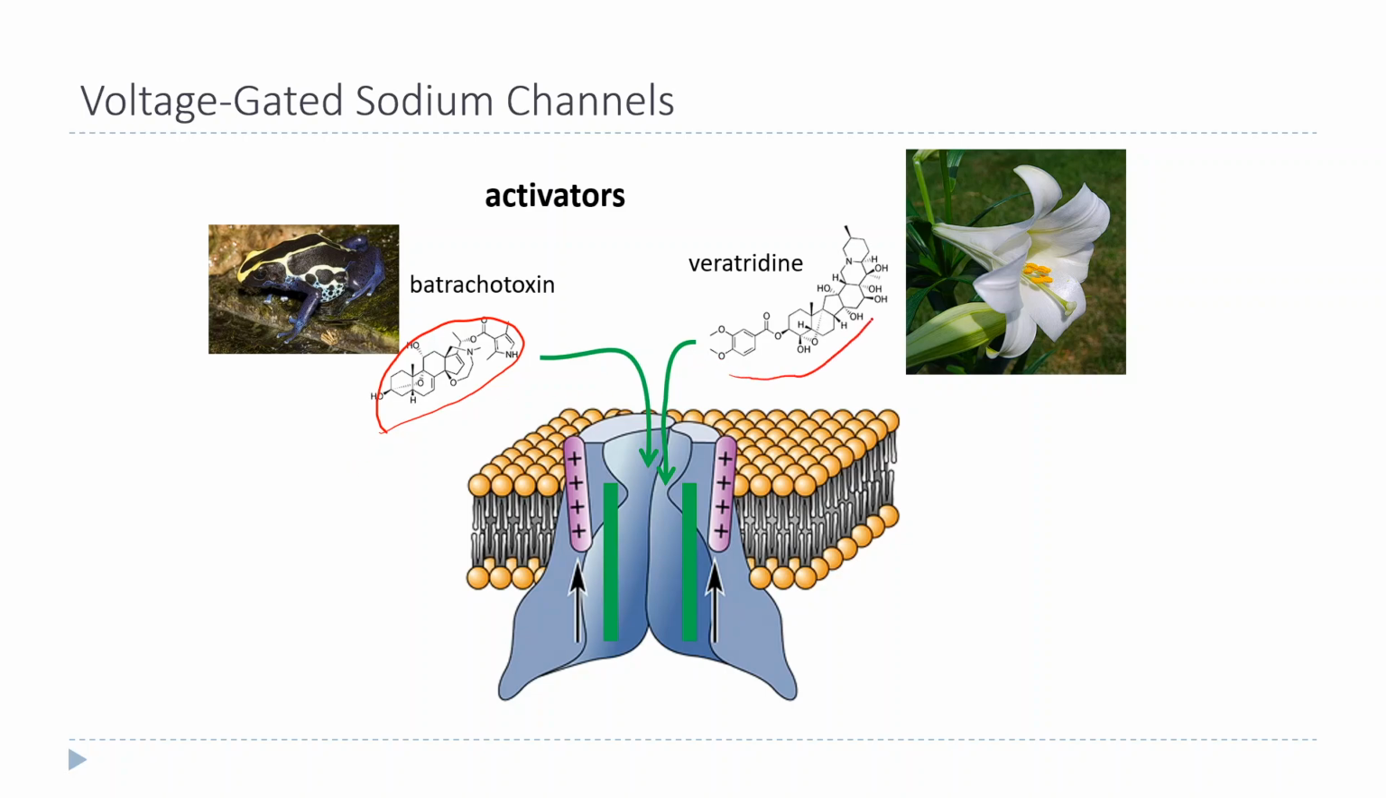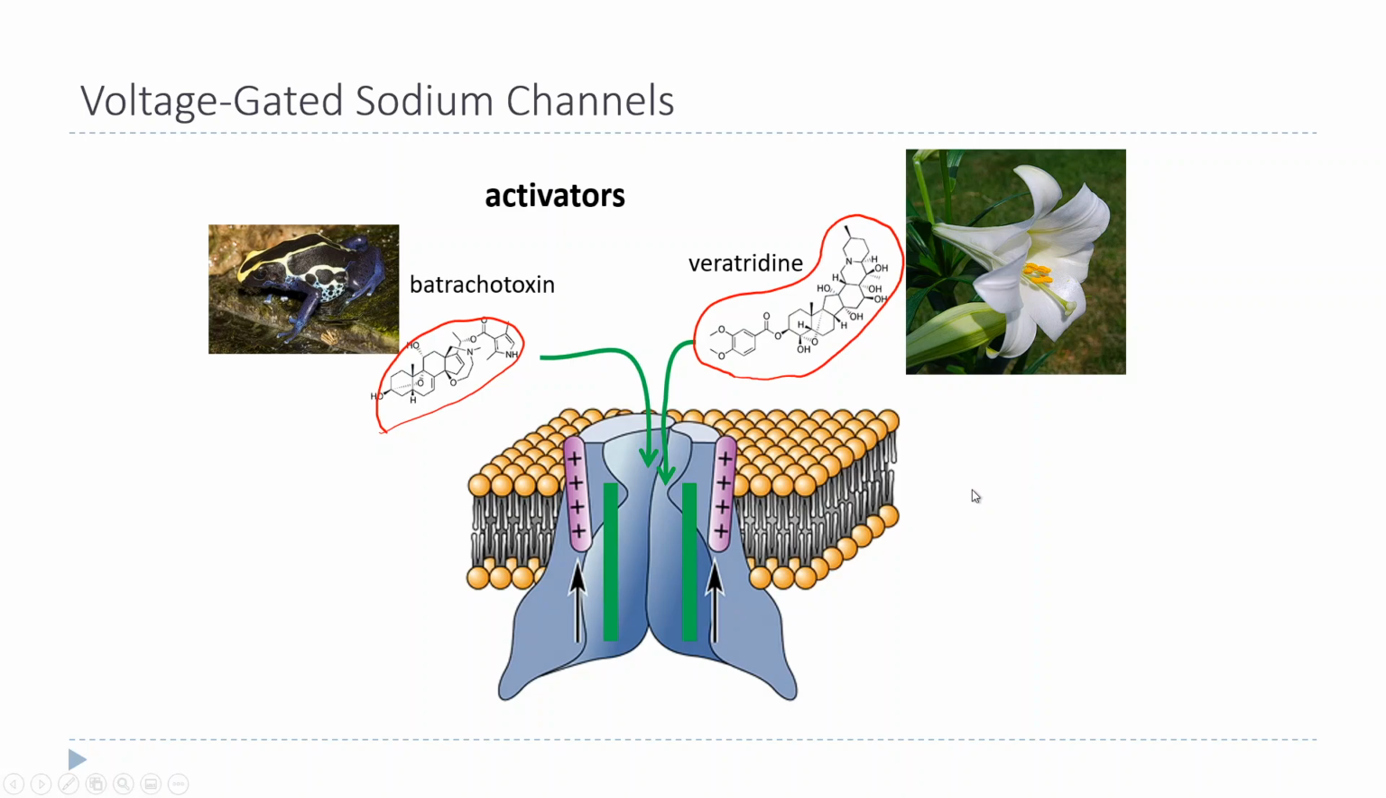This is from a plant. There are actually several plant species that produce sodium channel activators. This one's veratridine, which comes from lilies. This is one of the reasons why you shouldn't eat houseplants, or let your pets eat houseplants, because this is one of the things that can make them very, very sick.